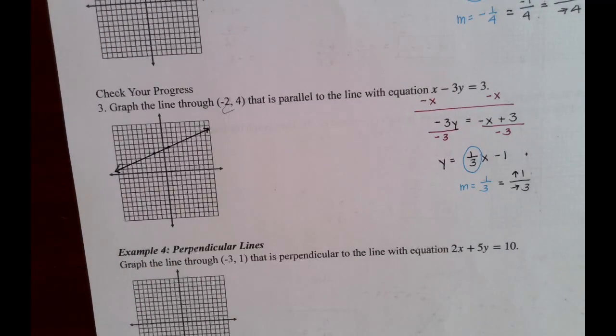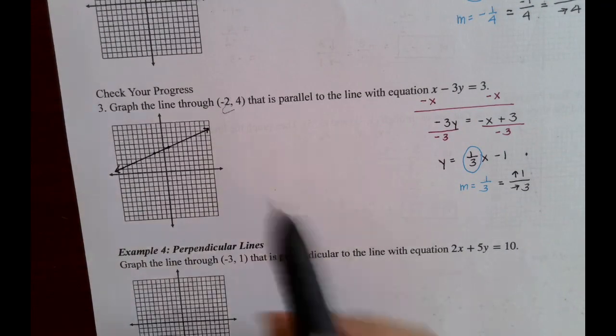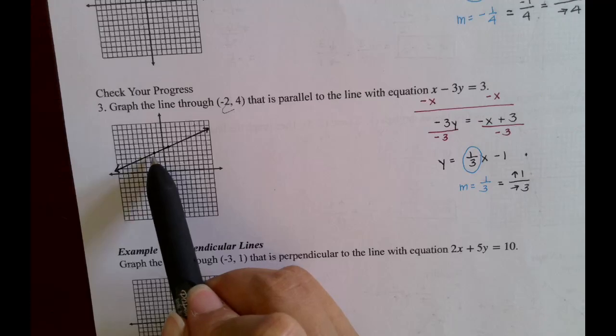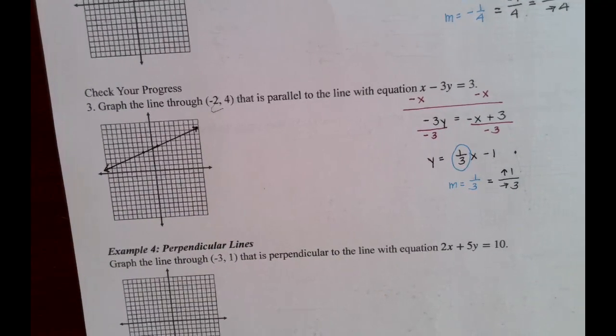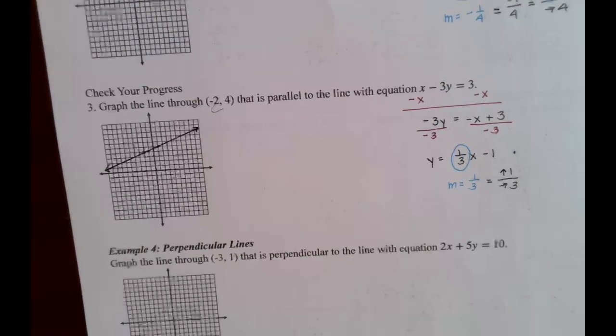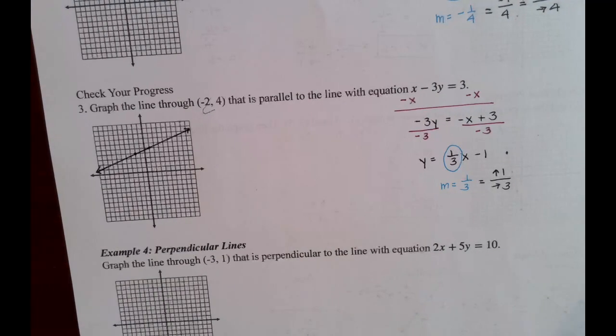Okay, you should have discovered that the slope is 1/3. So you're going to plot your point at negative 2, 4, and then you're going to go up 1, right 3. Okay, you can move on to example 4 if you got it. If not, here's the explanation.